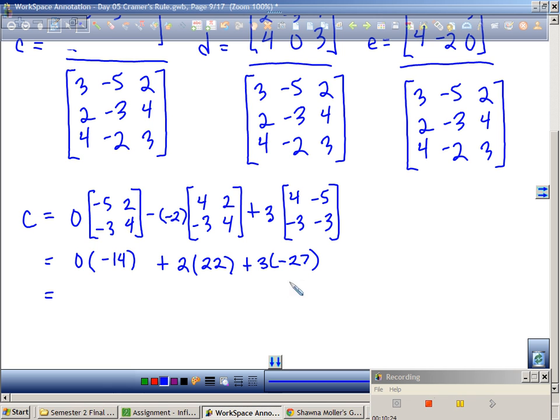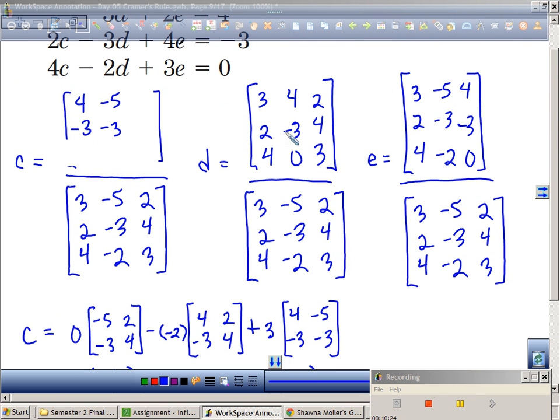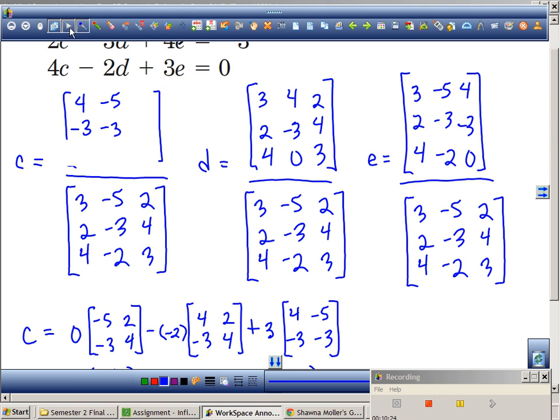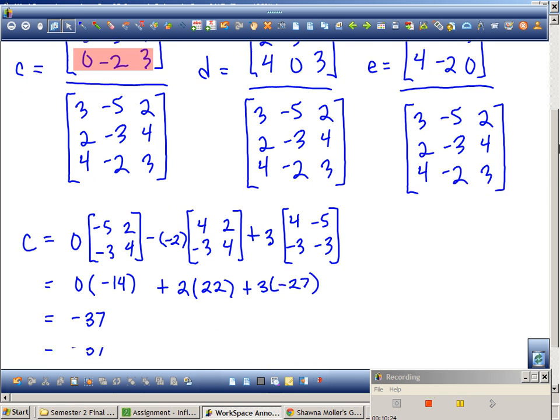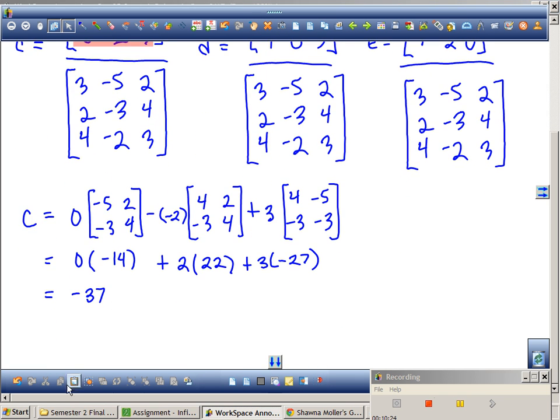What is this? Somebody put this in a calculator. We're free. Anybody? Yes? -37. Thank you. Okay. So that's the numerator. That's this right here. Let's find the denominator now.